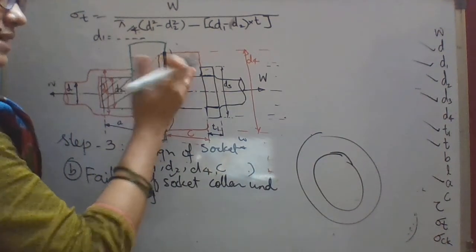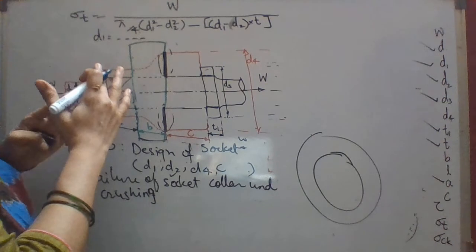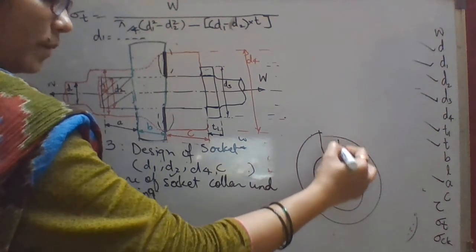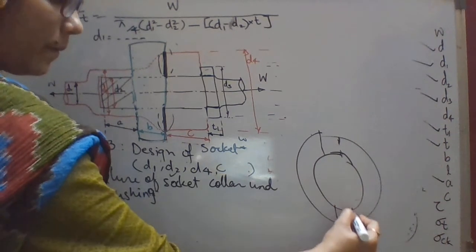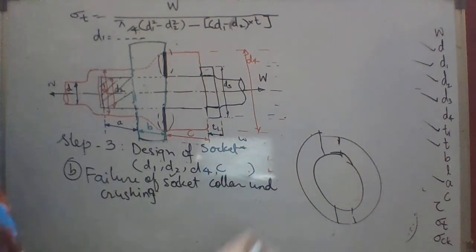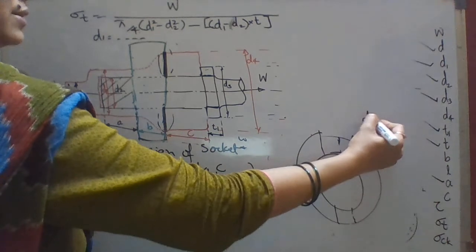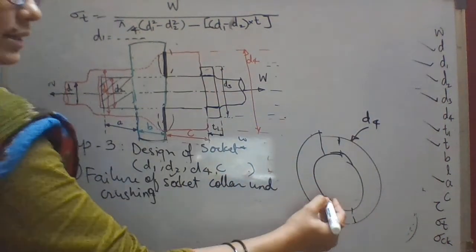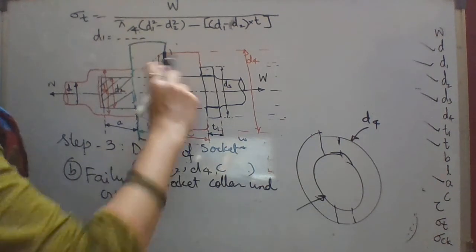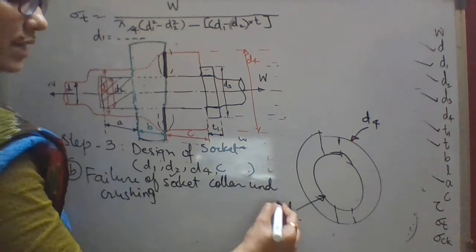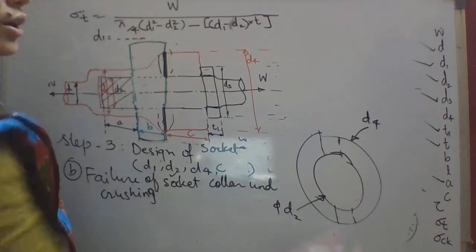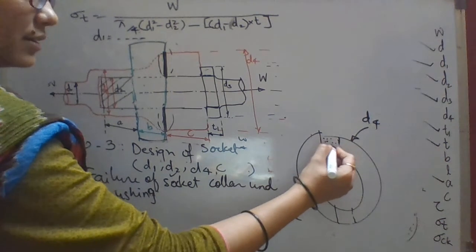As much of the socket as is in contact with the quarter, that much of the plane will crush. So this is the slot of the quarter. This diameter is nothing but D4, the outer diameter of the socket collar. The inner diameter is nothing but D2. This diameter is D2. The inner diameter of the socket or the diameter of the spigot, one and the same thing. Okay, so this area is under crush.